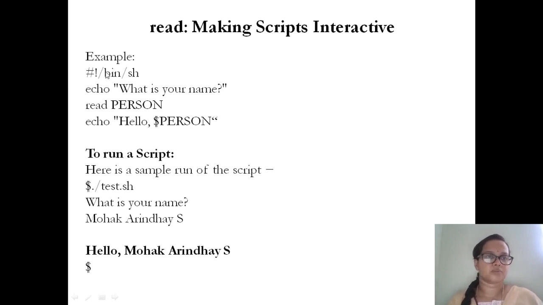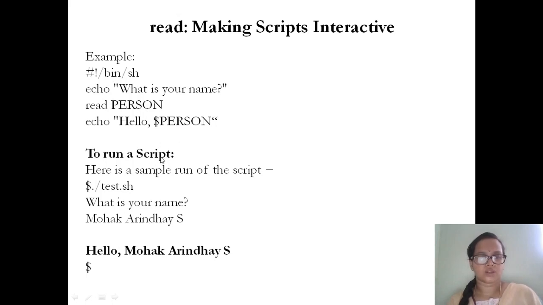Coming on to the example, this is a normal command which will give: echo what is your name, read person. If I want to display it, I say echo hello, comma, the particular person. As I told you previously, if you want the value of that person, you have to give a dollar symbol along with the variable name.